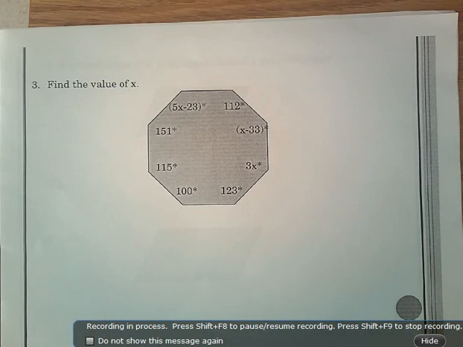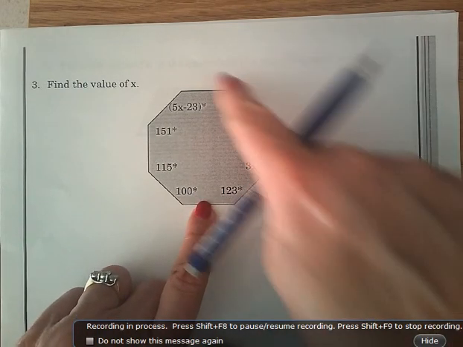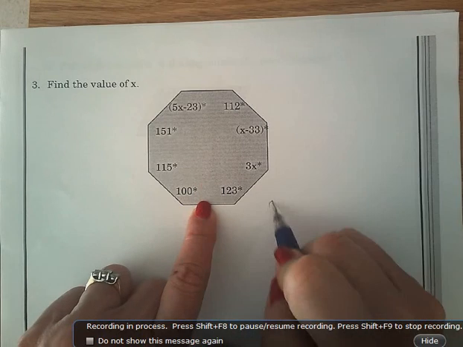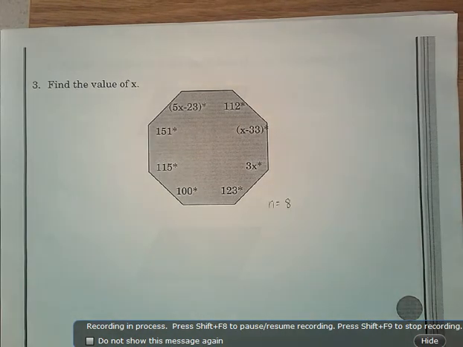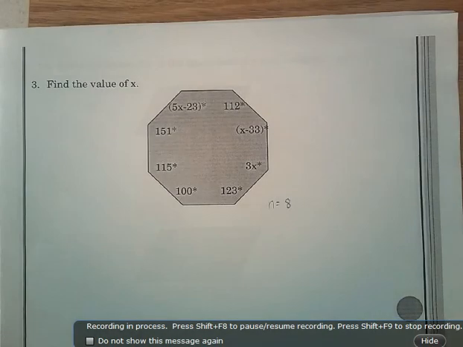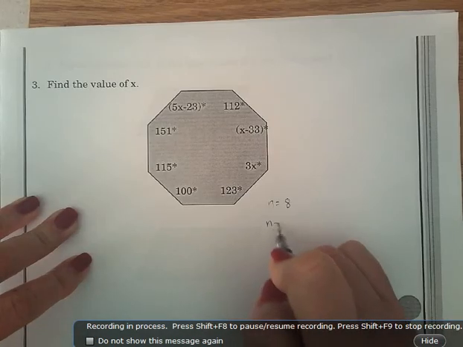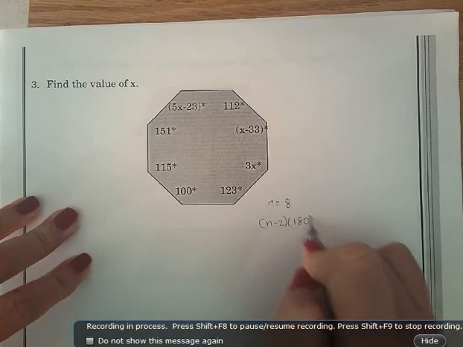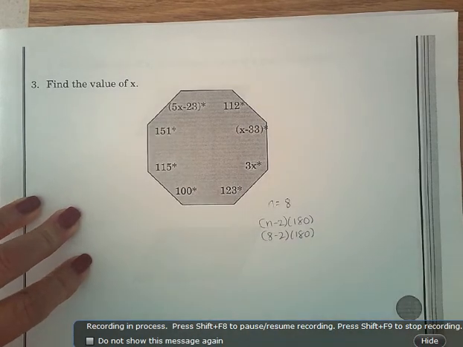And I want to find the value of x. Well, before I can find the value of x, I have to first find how many degrees is sitting here in this octagon. So I take my calculator. 6 times 180 is 1,080 degrees. Now with that, I'm just going to basically add this all up together, and it has to equal that much.